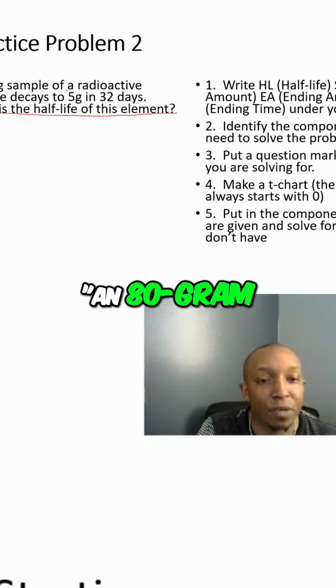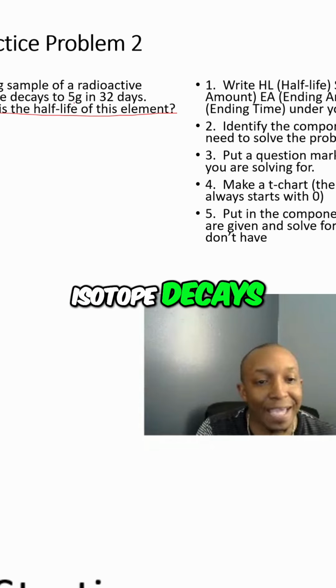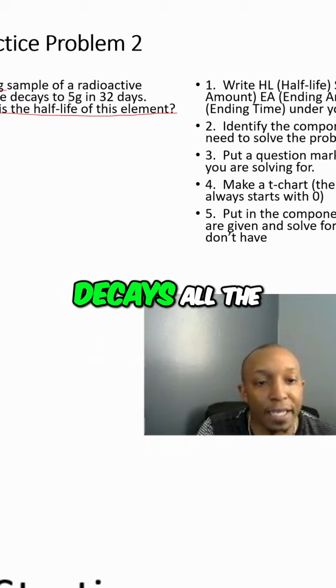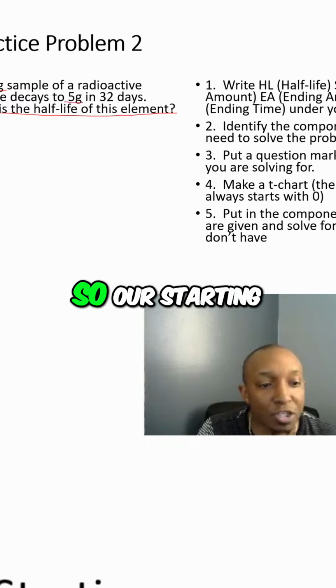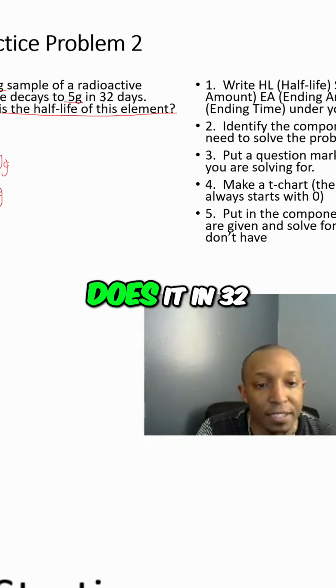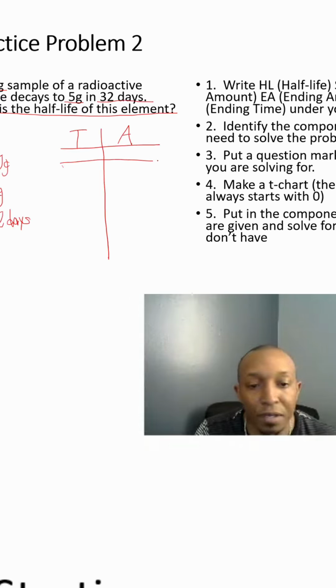And then it says an 80-gram sample of a radioactive isotope decays to 5 grams. So that means it starts with 80 grams and decays all the way down to 5 grams. So our starting amount is 80 grams. Our ending amount is 5 grams. And it says it does it in 32 days.